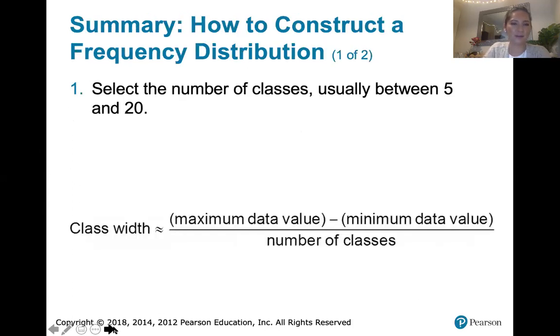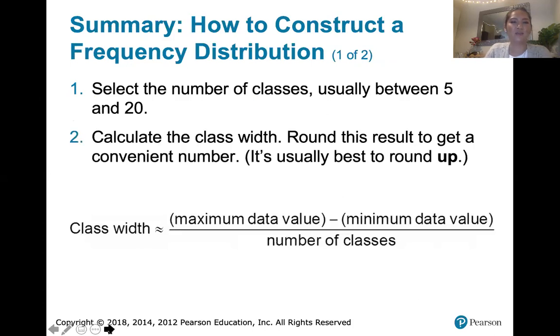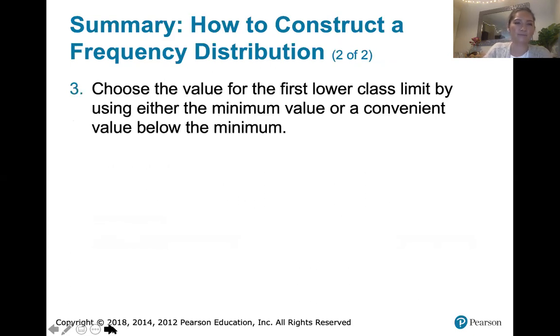Okay, so this is the summary. Sorry, some of the animation is out of order. First, we want to select the number of classes, that's usually between 5 and 20. Then you want to calculate the class width by taking the maximum value, subtracting the minimum value, and dividing by the number of classes. And then if it's an inconvenient number, if it's 13 or something like that, typically we just round up.